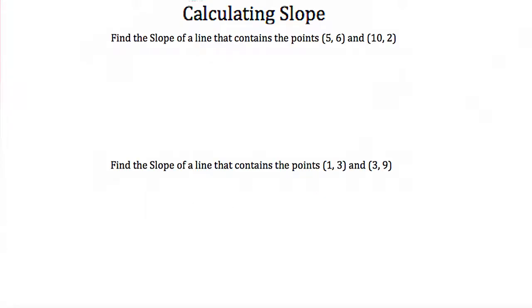Our first example asks us to find the slope of a line that contains the points (5, 6) and (10, 2). Well, I'm going to call (5, 6) our first point, and (10, 2) our second point. This means that 5 is our x1, 6 is our y1, and then 10 is our x2, and 2 is our y2. So I'm going to plug these values into our formula, which looks like this.